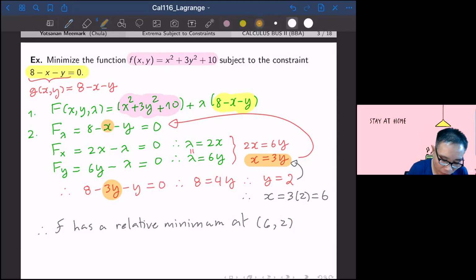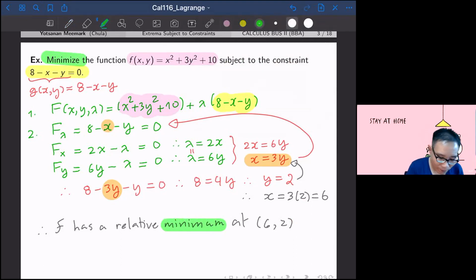It already tells you in the question. The question is going to say minimum. You don't need to test anything. For this one, you have only one point. You cannot compare anything, right? So you just have to read the question. The question will tell you whether it's going to be minimum or maximum.